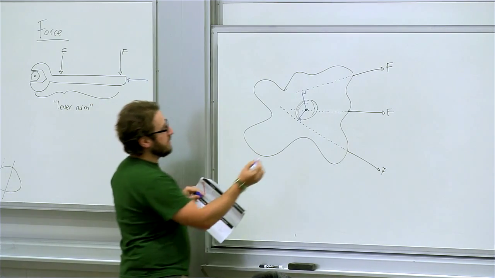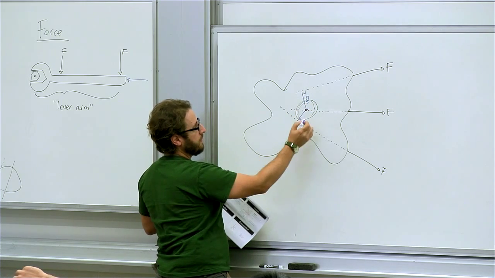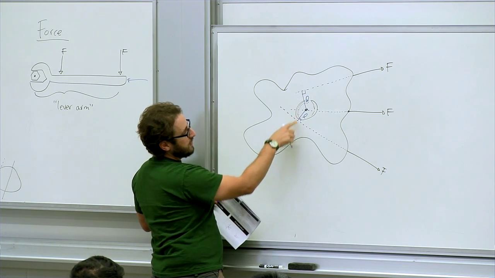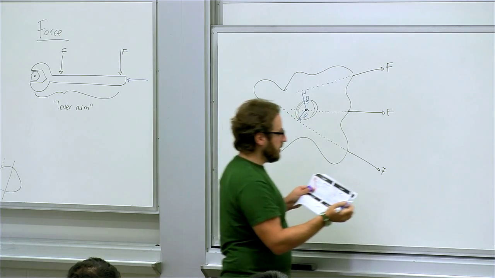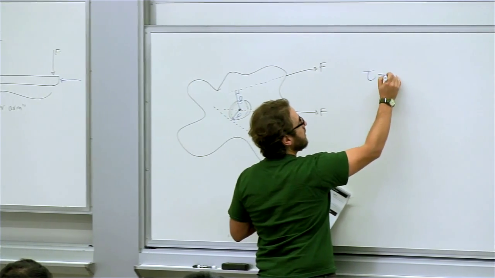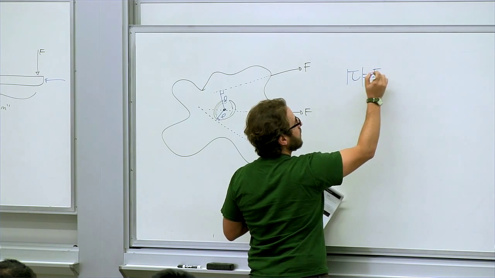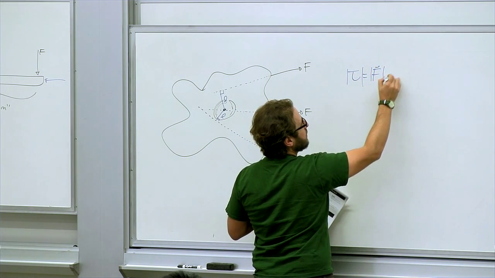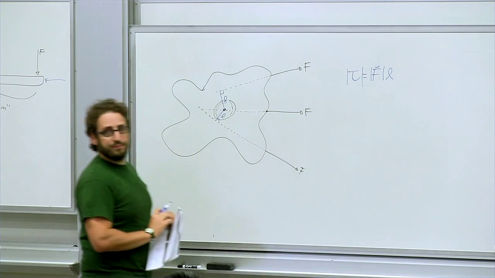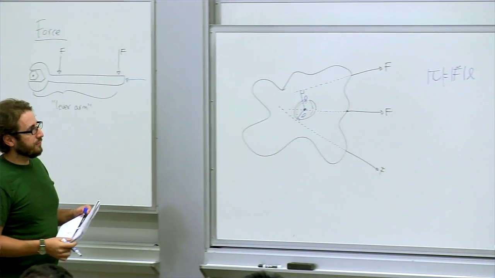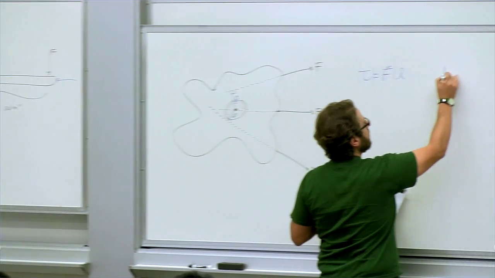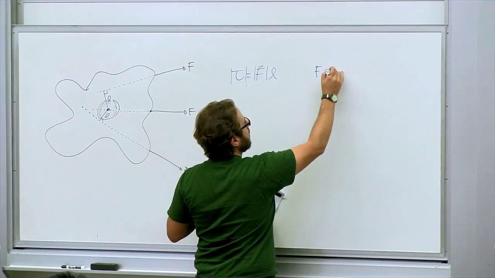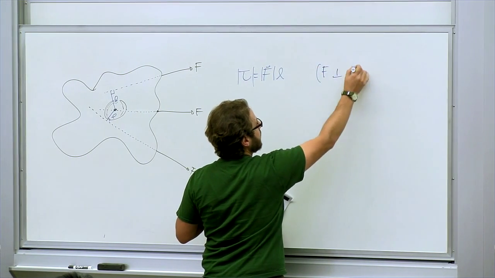Now, in this case, we call the lever arm L. If these two things are perpendicular, as you extend the line of action so that the force and the lever arm are perpendicular, then we can write the magnitude of the torque as the magnitude of the force times the lever arm. Okay, in this case, when the force and the lever arm are perpendicular to each other. Okay?